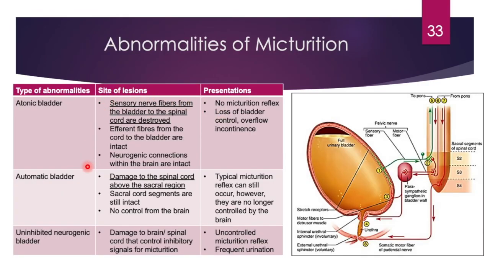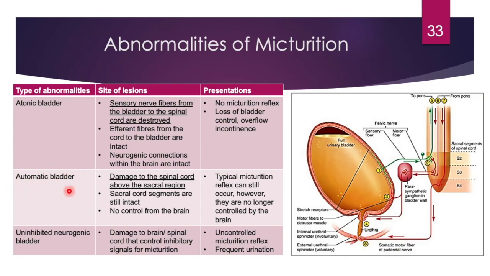These are some abnormalities of micturition. In atonic bladder, sensory nerve fibers from the bladder to the spinal cord are destroyed. So this will result in no micturition reflex, loss of bladder control, and overflow incontinence.